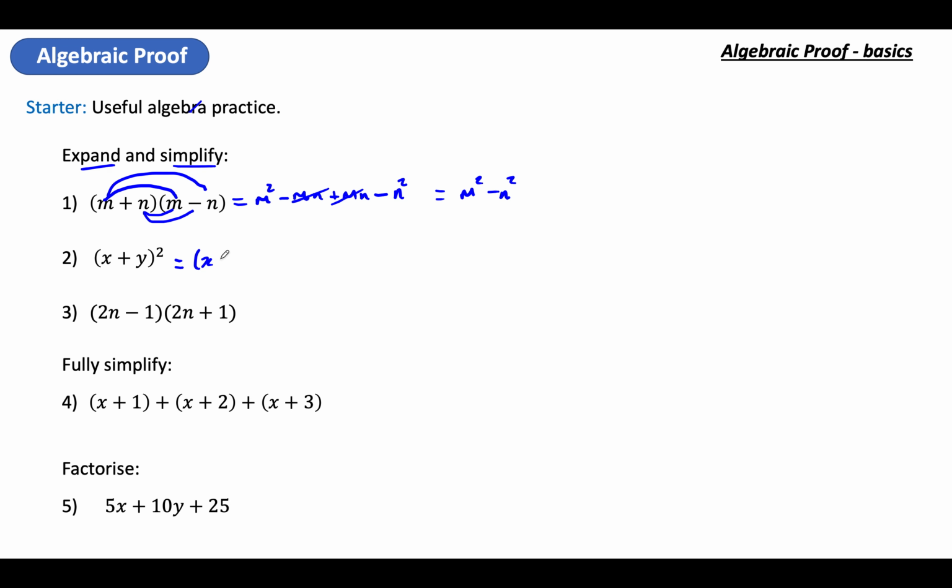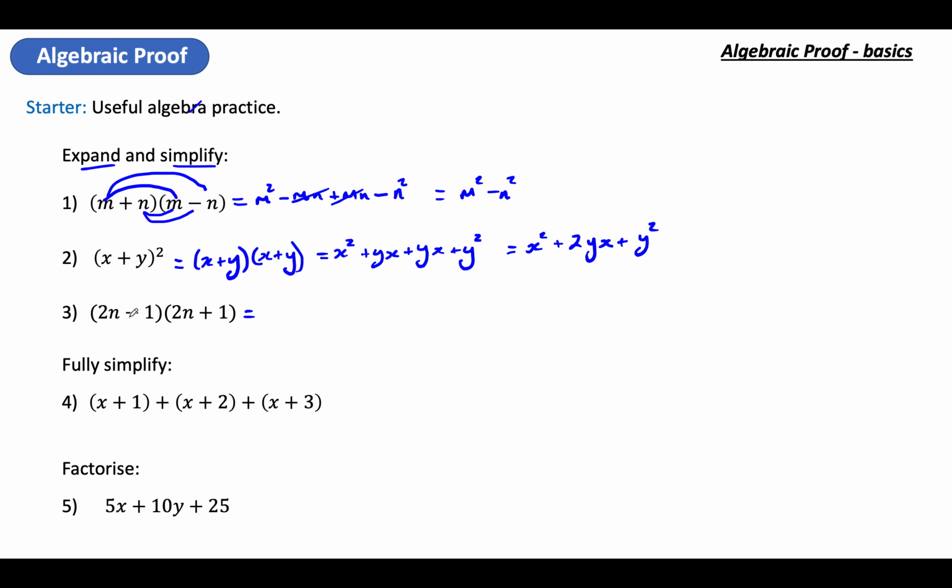Next one, x plus y all squared. Now remember, if you've got a bracket and it's squared, anything squared is just times itself. So you're going to multiply this out. When you multiply it out, you should get x squared plus yx, or xy, doesn't matter which way round, and you get another one of those, and you get y times y, which is y squared. But your final answer should be something like x squared plus 2yx or xy, it doesn't matter which way round they are, as long as the number's at the front. And then, of course, y squared on the end.